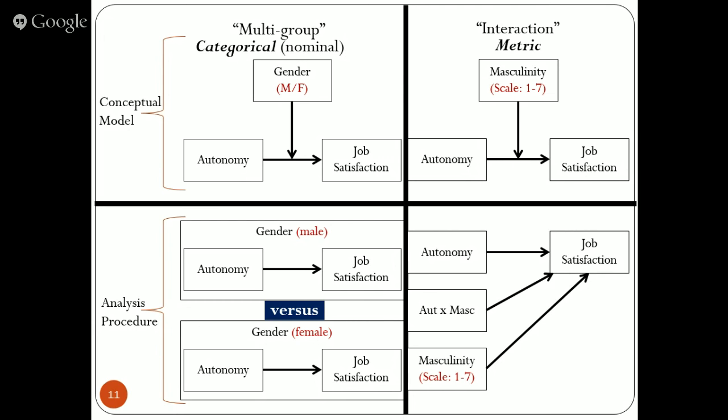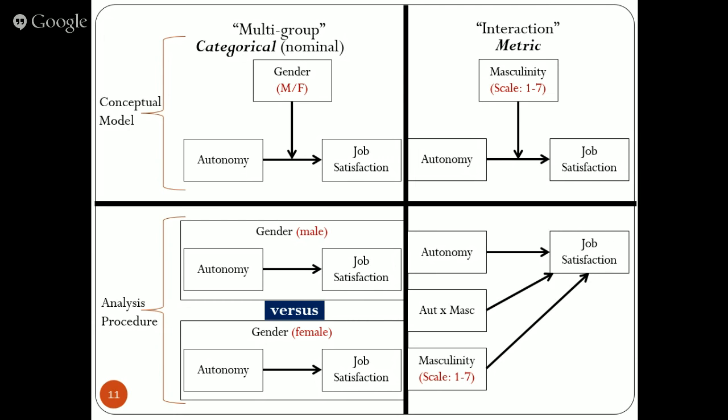Then there's interaction, which is a metric moderator. And so if we were to take gender and try to consider it as a metric variable, we could think of a masculinity scale. We're all on a different scale of masculinity. Very low end or very high end. We can do the same with femininity. And so it's no longer male or female, it's an increase in masculinity. And a high end means you're real macho, a low end means you're real feminine.